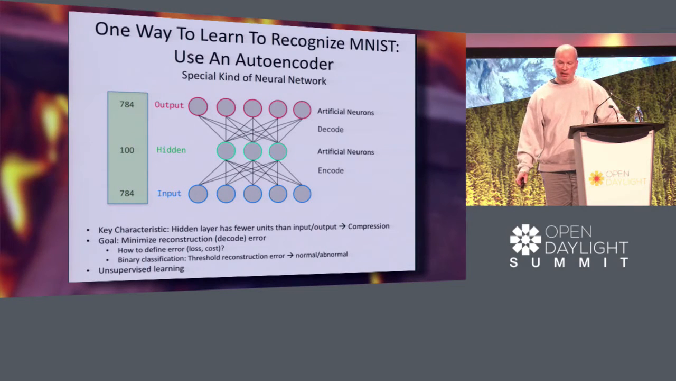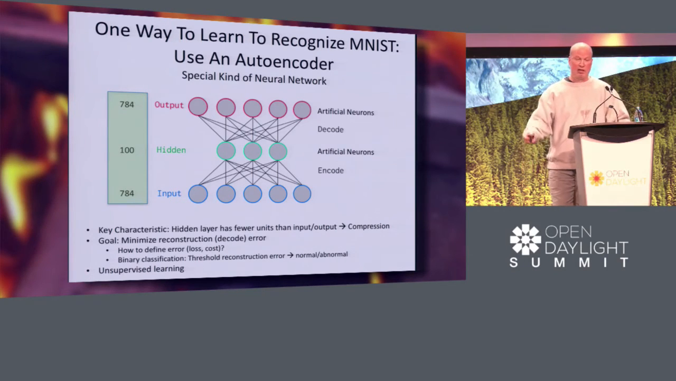So the one I built was like this. Remember that the digits were 28 by 28, so that's 784. I used 100 hidden units, so I'm compressing it that much, and then blowing it back up to the size it was before. And this is unsupervised, by the way.